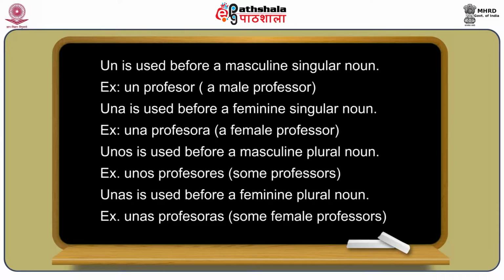Now, as you can see, un is used before a masculine singular noun, for example un profesor, and una before a feminine singular noun, that is una profesora. Unos before a masculine plural noun, and unas before a feminine plural noun. Now let's see when these indefinite articles are used. They are used when we talk about something mentioned for the first time, introduced as something which is not known. For example, I have a gift for my sister. In this sentence, a gift is mentioned for the first time, and it doesn't tell what the gift is. So a gift will become un regalo. So this will be tengo un regalo para mi hermana.